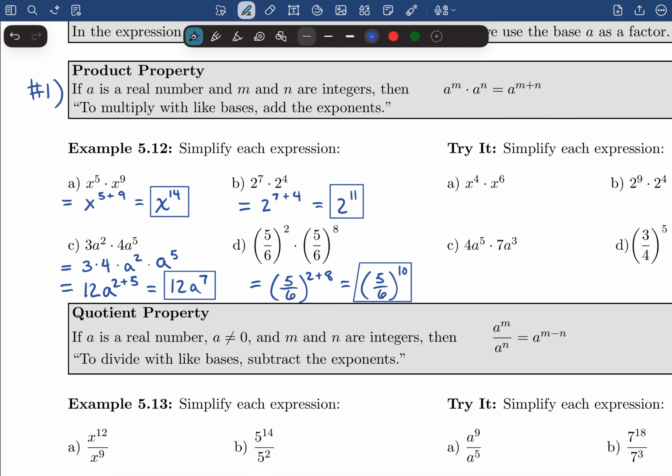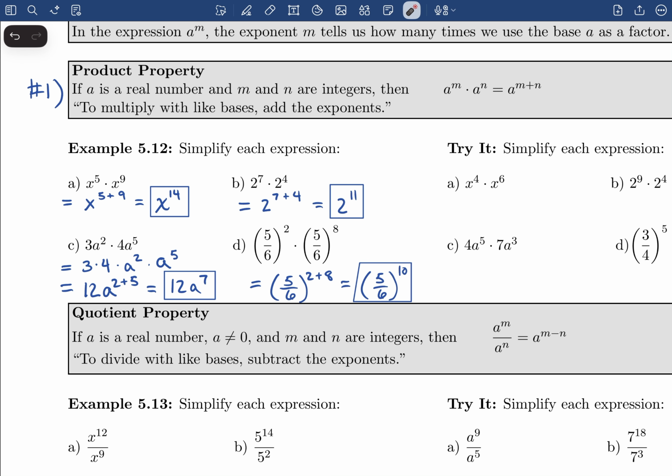Let's move forward, and we are now going to see a new property called the quotient property. Quotient in algebra means division. If a is a real number and a does not equal 0, and m and n are integers, then a to the m divided by a to the n equals a to the m minus n. Here's an everyday quote, which will help you make sense of it: to divide with like bases, subtract the exponents.